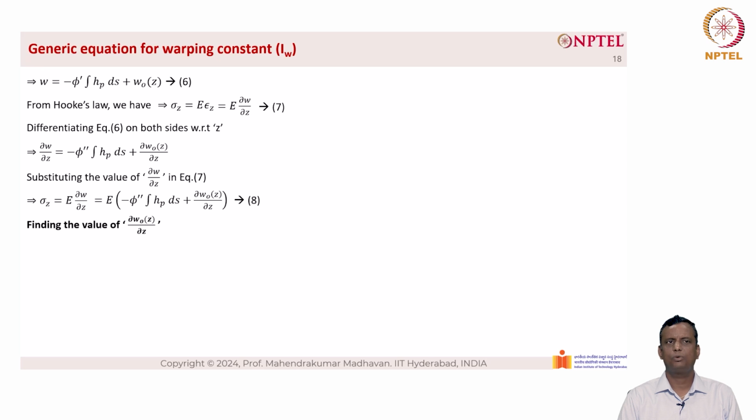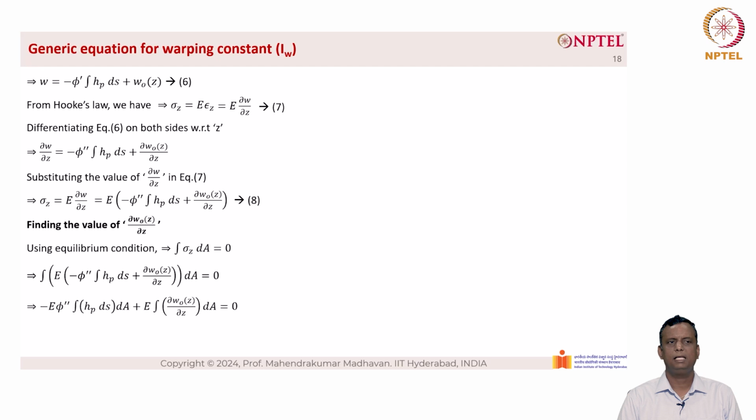Finding the value of dou w naught of z by dou z. So using equilibrium conditions, we have integral of sigma z into dA equal to 0, which is the summation of the forces in the z direction is equal to 0. Now substituting sigma z, we have E into minus phi double dash into integral of hp into ds plus dou w naught of z by dou z into dA is equal to 0. So minus E phi double dash into integral of hp into ds into dA plus E into integral of dou w naught of z by dou z into dA is equal to 0.